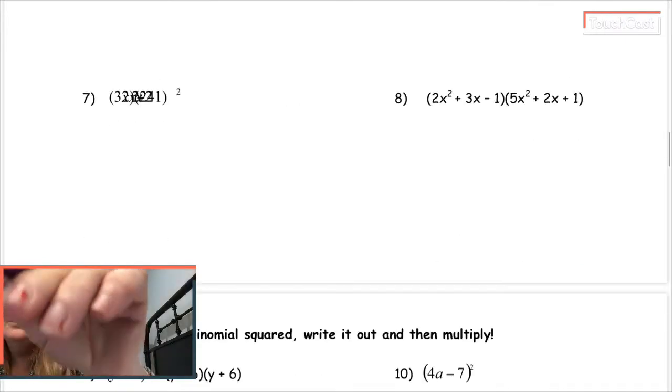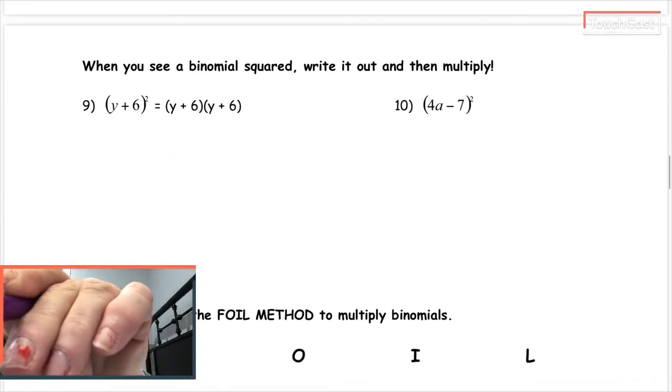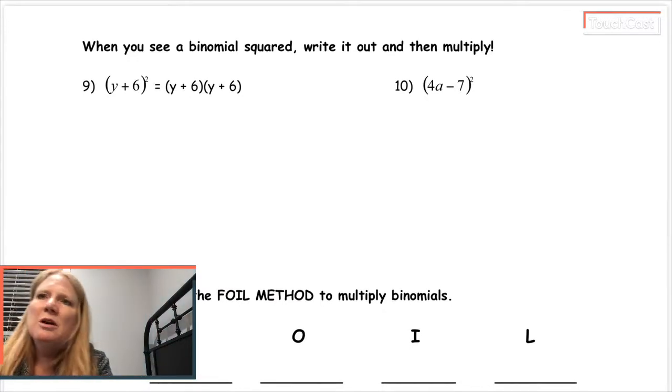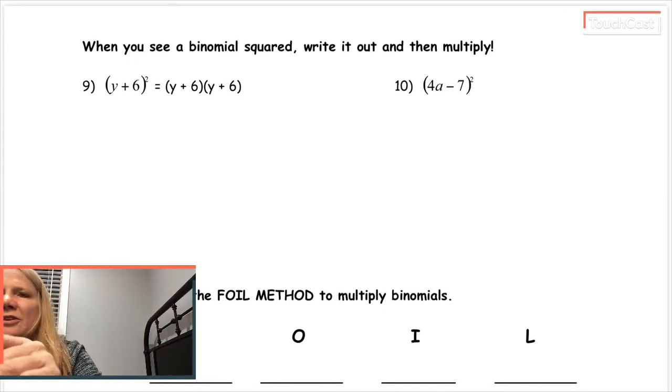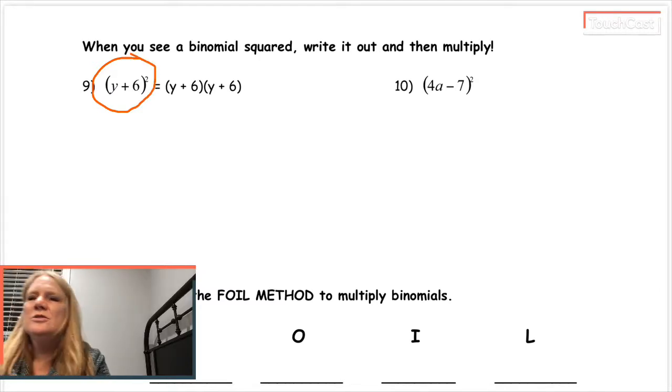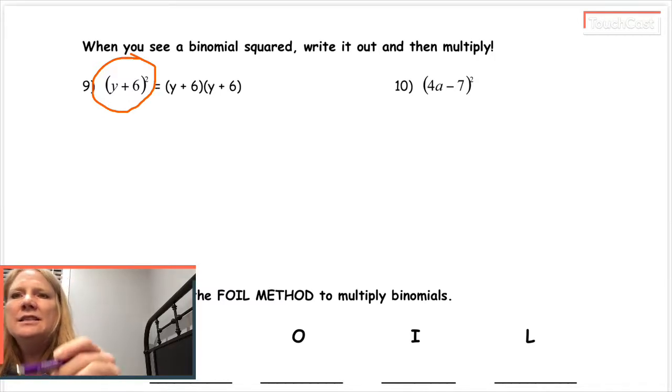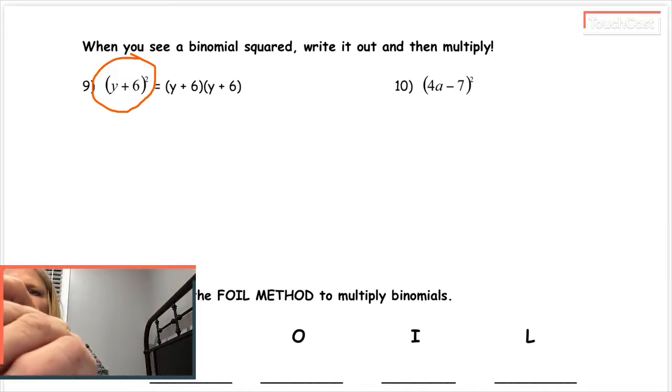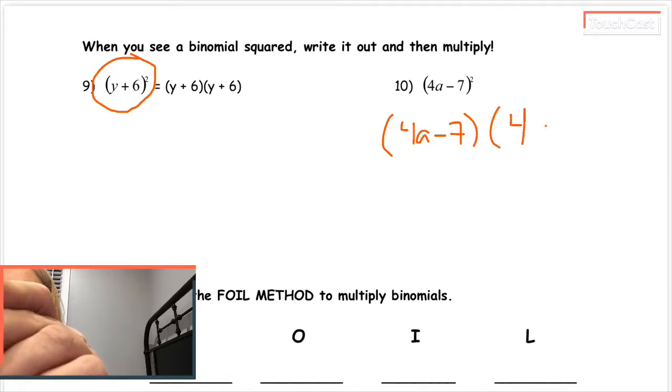Okay, first we're going to talk about when you square a binomial. This is very good before we do the full method. When you see something that looks like this, y plus 6 to the power of 2, do not distribute the squared sign. That's what we'll see people do. You actually have to write it out twice. It's y plus 6 times y plus 6, okay? And the same thing over here. It says 4a minus 7 squared. You need to write 4a minus 7 times 4a minus 7.